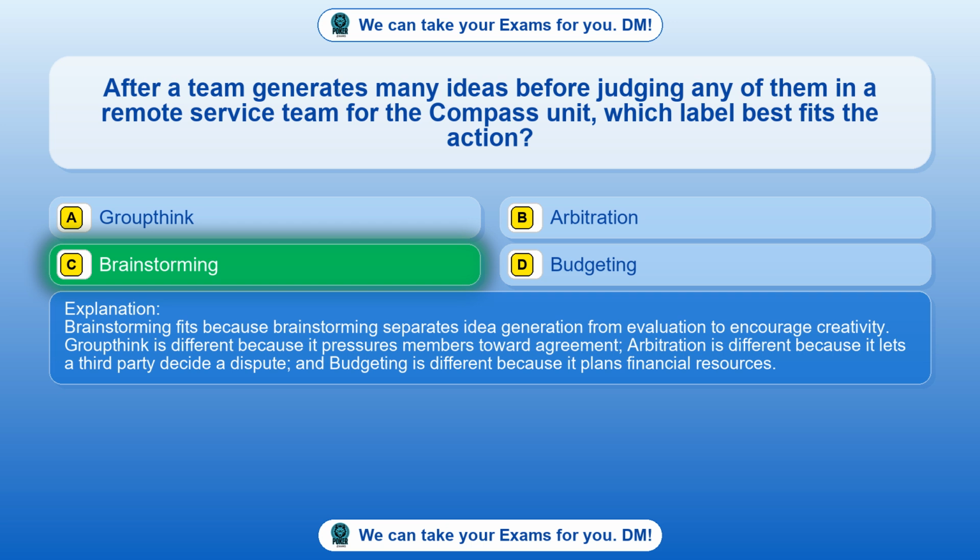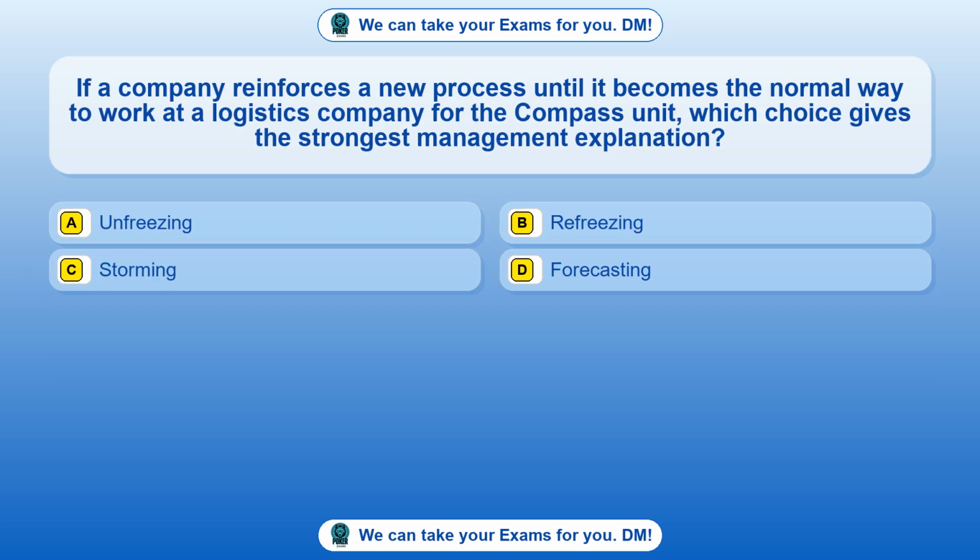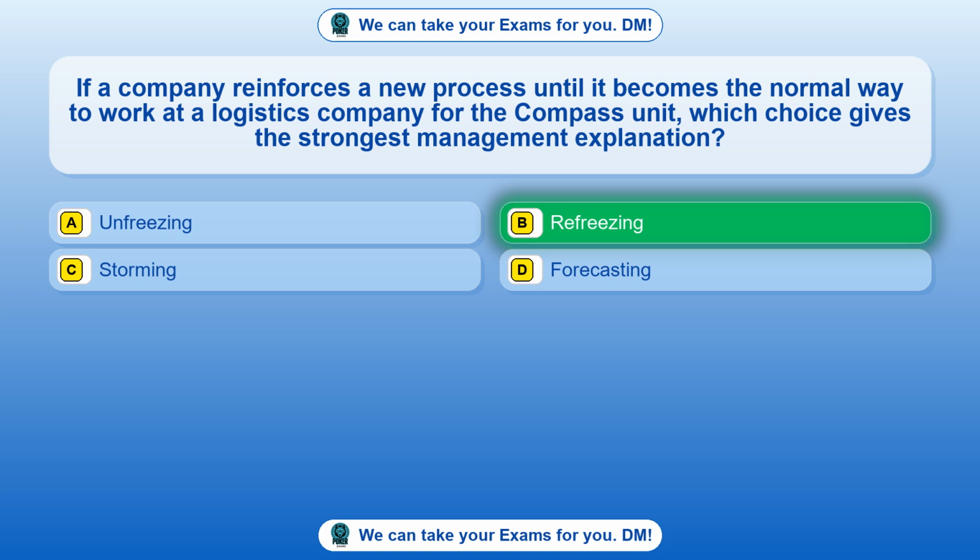Question 11. If a company reinforces a new process until it becomes the normal way to work at a logistics company for the compass unit, which choice gives the strongest management explanation? Option A, unfreezing. Option B, refreezing. Option C, storming. Option D, forecasting. The correct answer is option B, refreezing.